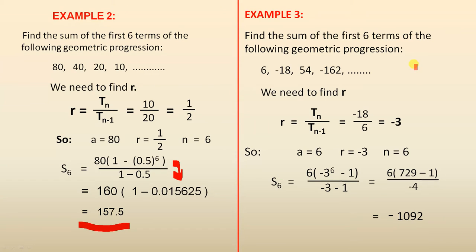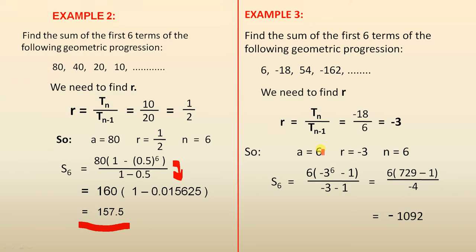Example 3. Find the sum of the first 6 terms of this geometric progression. Again, we need to find r. Minus 18 over 6, or you can go 54 over minus 18, or minus 162 over 54. Doesn't matter which terms you use. It gives you r as minus 3.